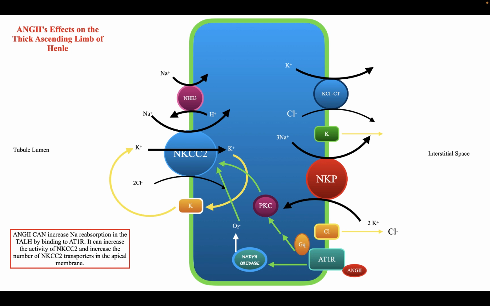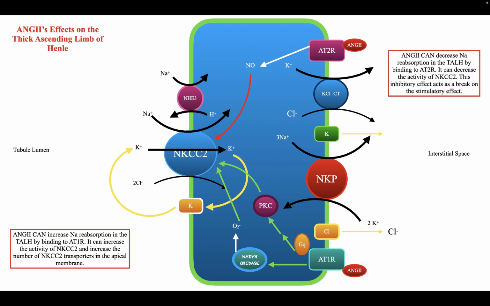So in addition to the AT1 receptor, we also have the AT2 receptor. The AT2 receptor, in this case, can bind to Ang2. However, its effects are going to be different than the AT1 receptor. So when Ang2 binds to the AT2 receptor, this causes an increase in nitric oxide inside the cytosol. This nitric oxide will then inhibit NKCC2, therefore decreasing the amount of sodium that is brought into the cell. So Ang2 can decrease sodium reabsorption in the thick ascending limb by binding to AT2R. It can decrease the activity of NKCC2, and this inhibitory effect acts as a brake on the stimulatory effect.